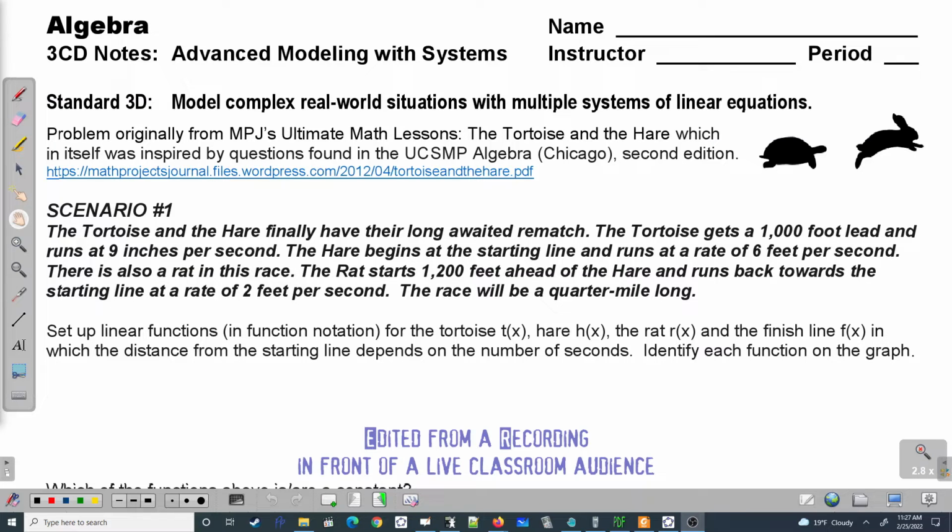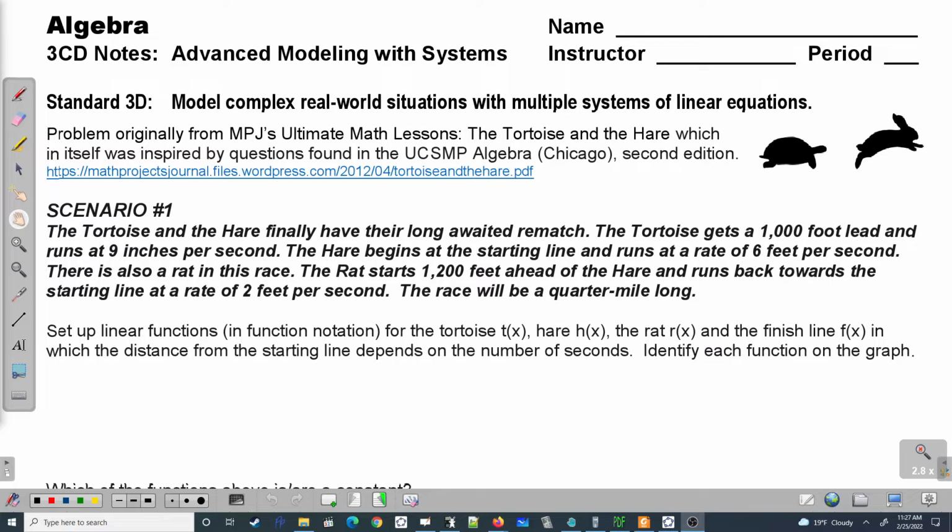So we're going to look at advanced modeling with systems, and we're going to use some real-world situations, although let's be honest, this isn't going to be very much a real world when we're talking about the tortoise and the hare, and as you're going to see, a rat. But it is an example I found some time ago, and it works really well for our situation.